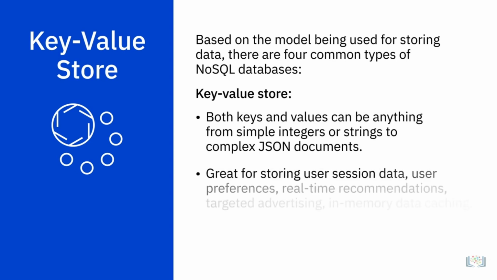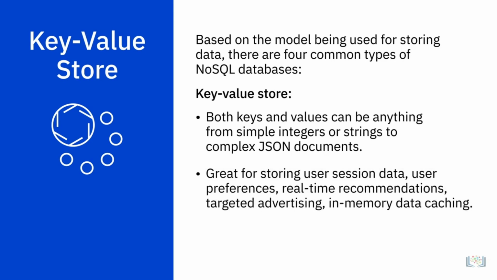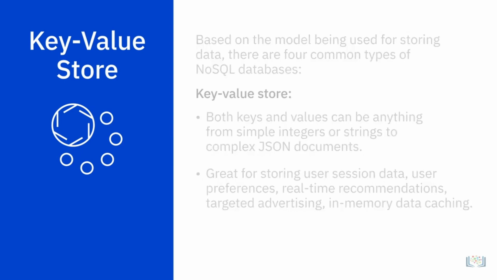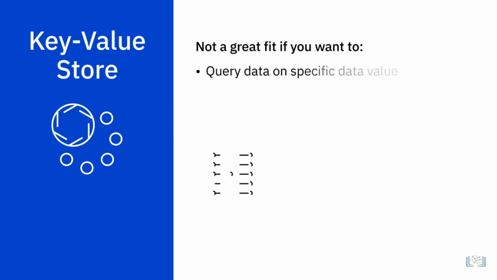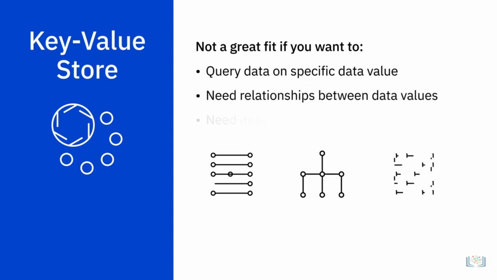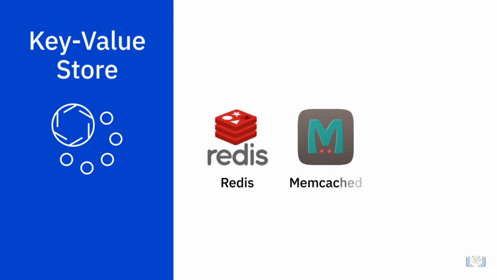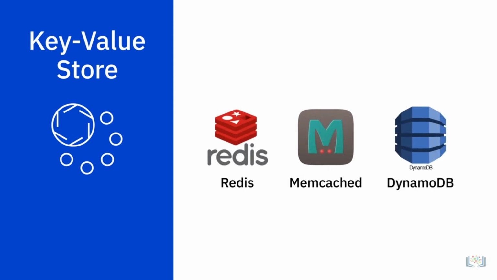Key value stores are great for storing user session data and user preferences, making real-time recommendations and targeted advertising, and in-memory data caching. However, if you want to be able to query the data on specific data value, need relationships between data values, or need to have multiple unique keys, a key value store may not be the best fit. Redis, Memcached, and DynamoDB are some well-known examples in this category.